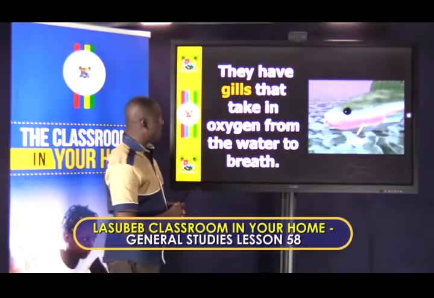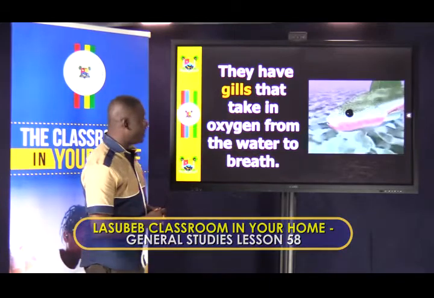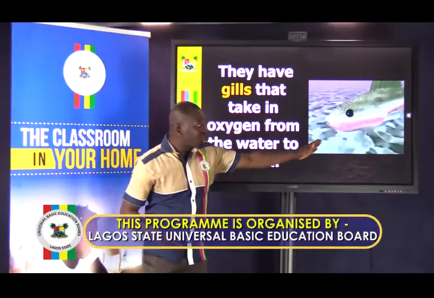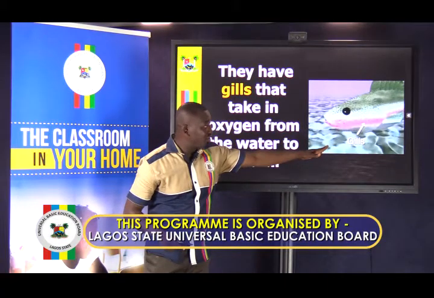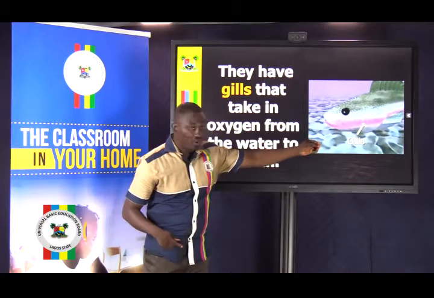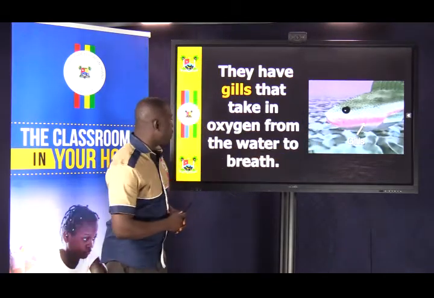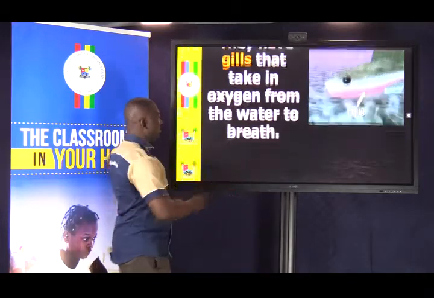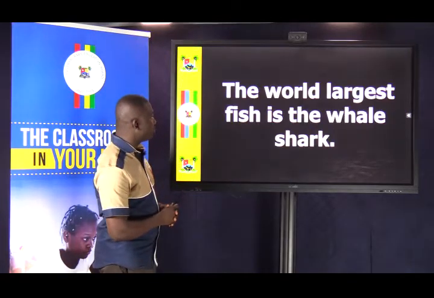They have gills that take in oxygen from the water to breathe. I want you to track the screen. And as you can see, this is a fish that is using the gills to take oxygen from water. Can you see that? All right, let's move on to the next one.